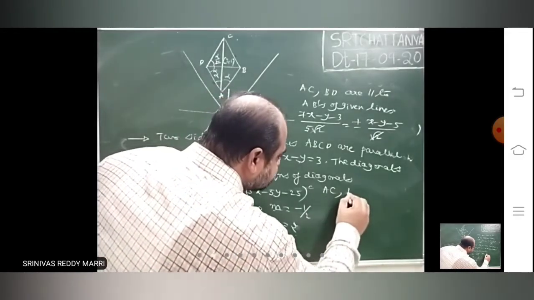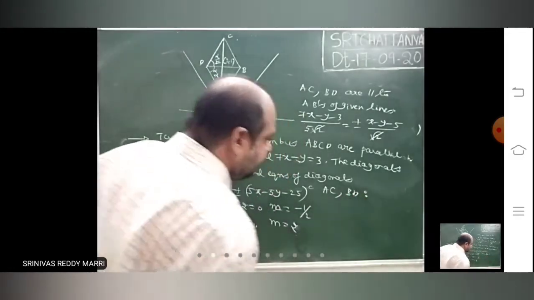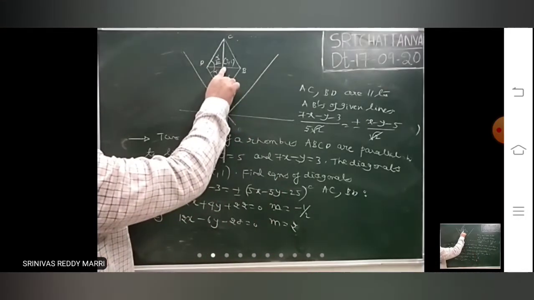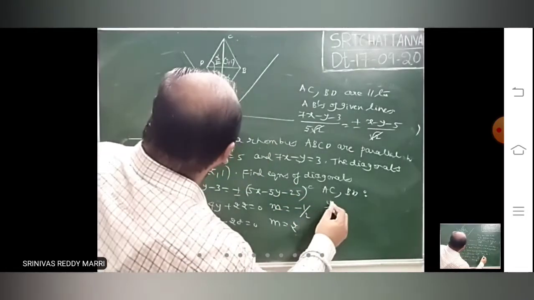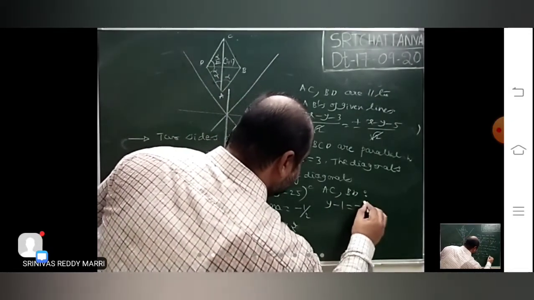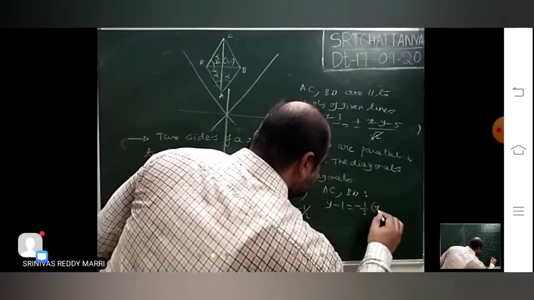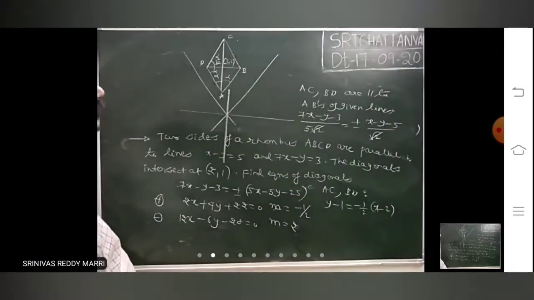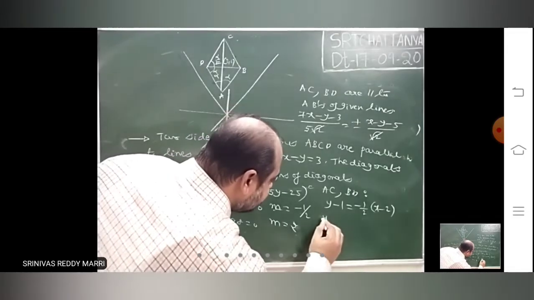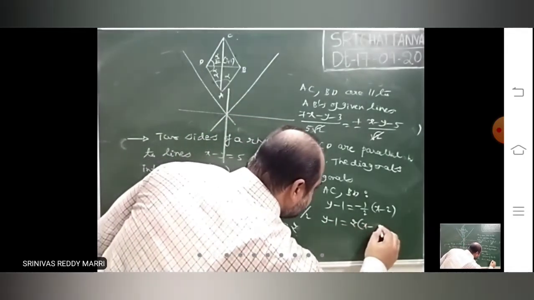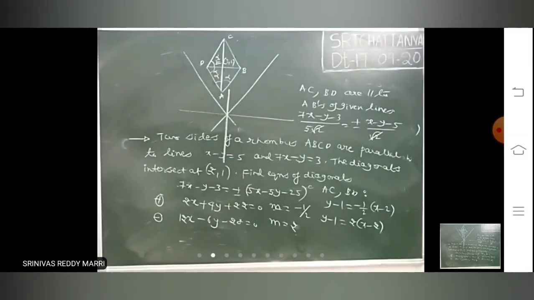Therefore, the equations of AC and BD: with this slope and passing through this point, y minus 1 equals minus 1 by 2 into x minus 2. This is one diagonal, and the other diagonal is y minus 1 equals 2 into x minus 2.